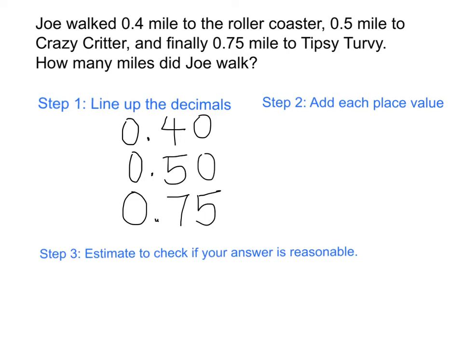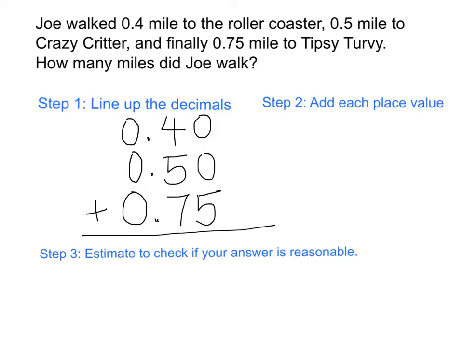Okay. Is step one done? Are all the decimals lined up? Yes. Are all the ones lined up? Yes. Are all the decimal points lined up? Yes. Are all the tenths lined up? Yes. Are all the hundredths lined up? Yes. Very good. So what's step two then? What does it say? Add each place value. Okay, so I'm going to turn this into an addition problem.